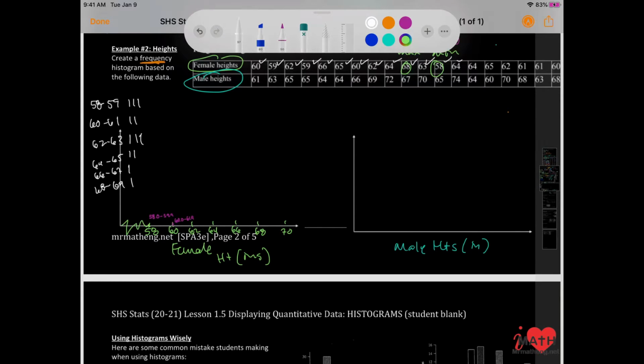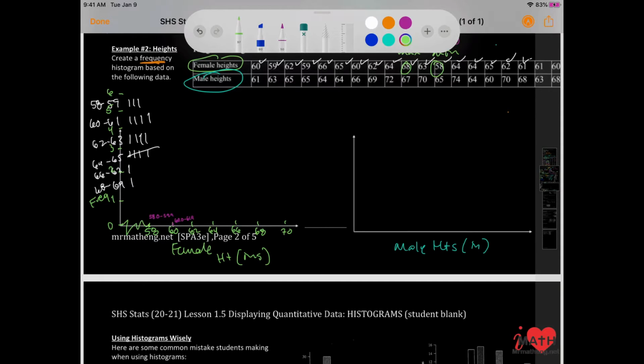58, 64, 64, 2 of those. 65, 62, 61, 61, off the page there, and 60. Okay, so there's my counts. And then on this left side, I can write, this is my frequency. How many female students are of that height? Okay, so I have 0, 1, 2, 3, 4, 5, and if anyone, 6.